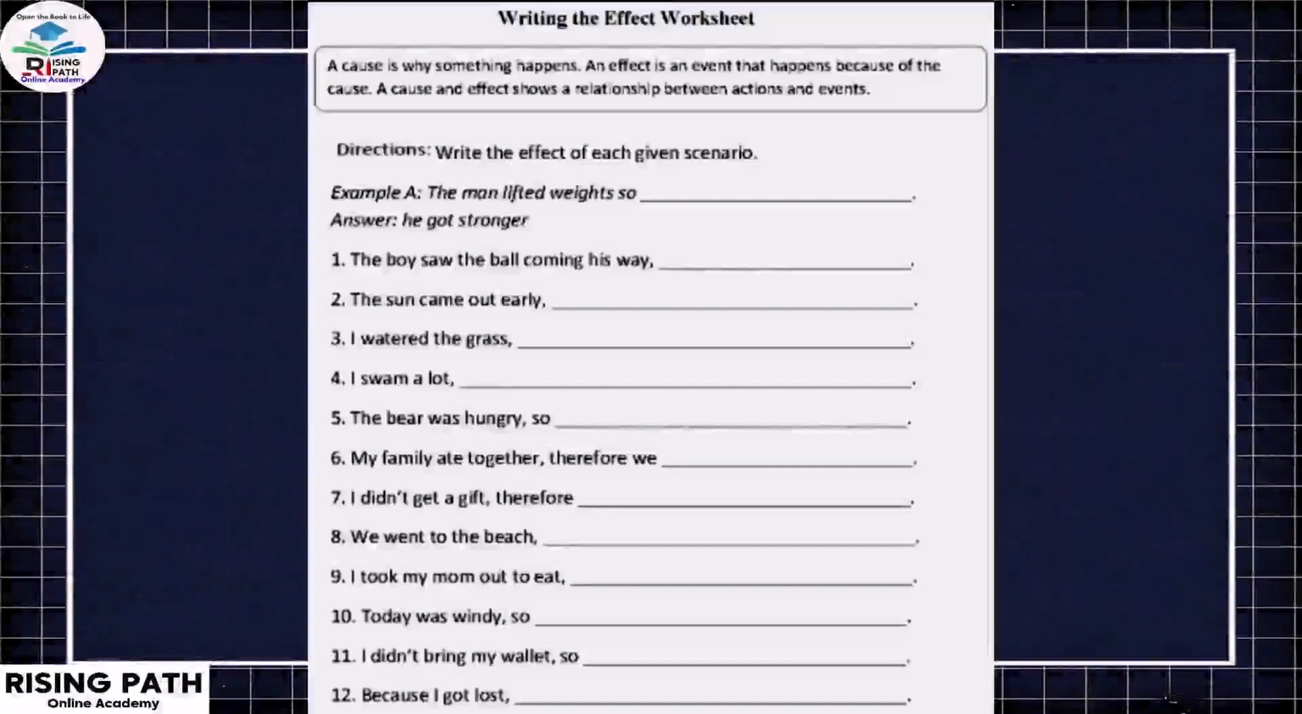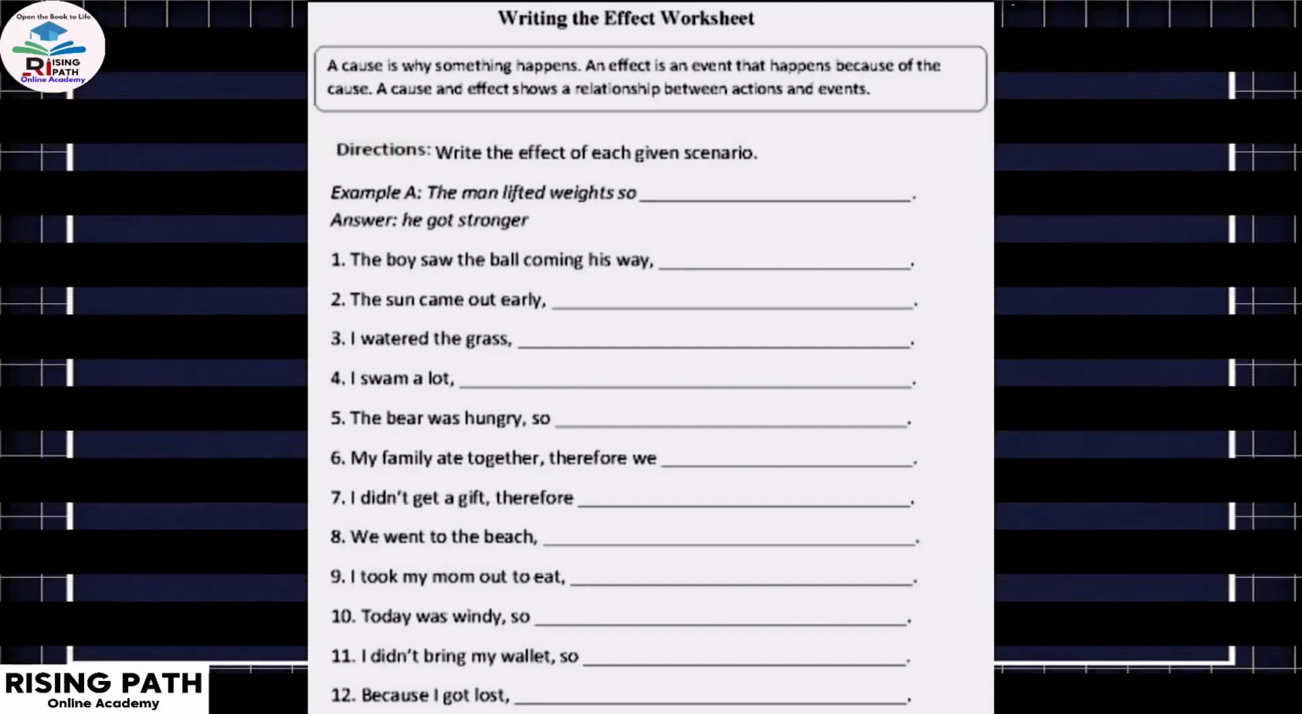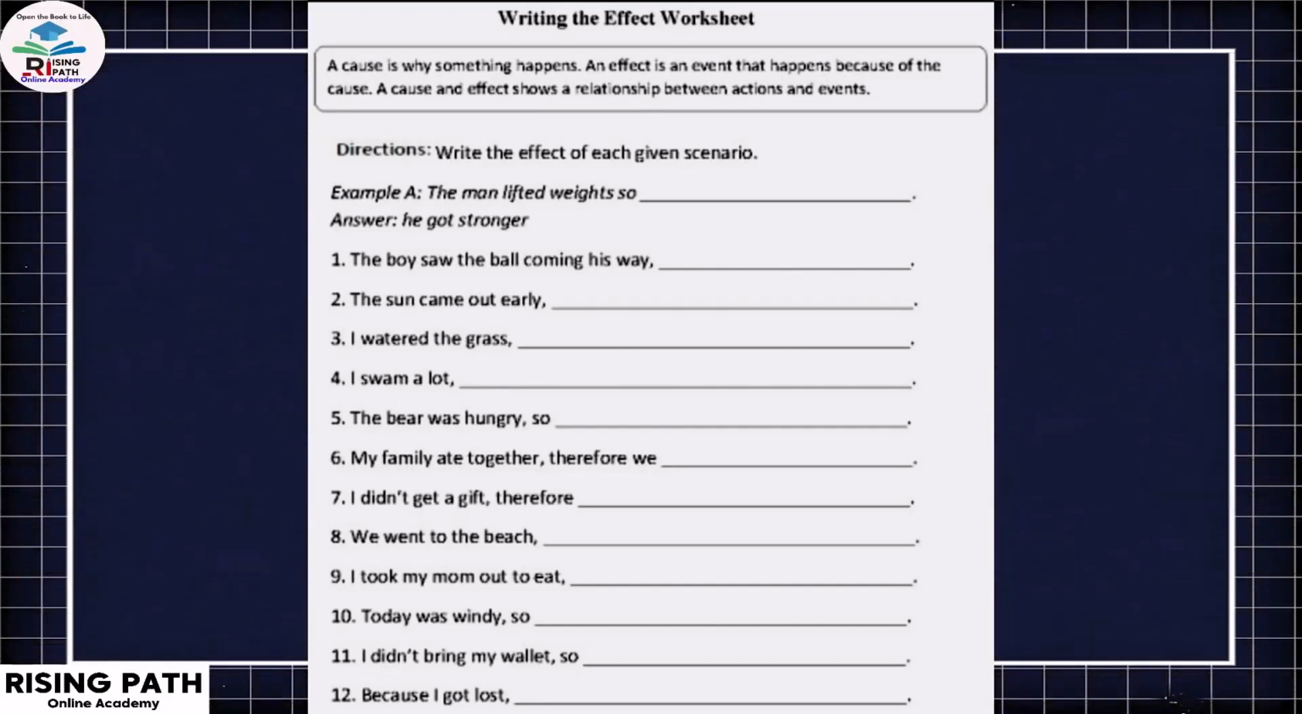Before we attempt the actual question, let's study this worksheet, that is the writing the effect worksheet, the cause and effect worksheet. It may help you to understand this question and solve it in a better way. A cause is why something happens. An effect is an event that happens because of the cause. A cause and effect shows a relationship between actions and events. So here, as you can see, there is an example: the man lifted weights, so he got stronger. So that is cause and effect. You may practice this worksheet before you go to the actual question.